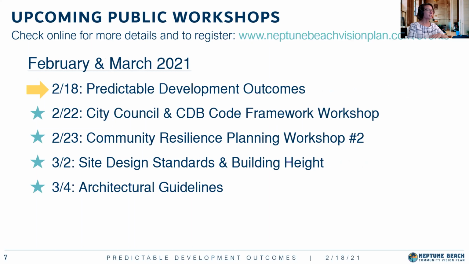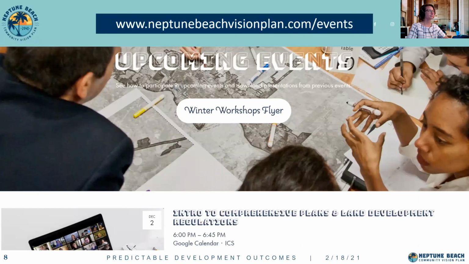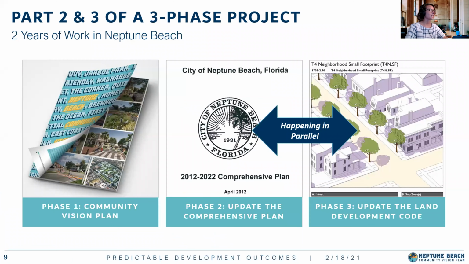There will be a secondary community resilience planning workshop also next week on Tuesday. And then the following week, there'll be a meeting about site design standards and building height, as well as architectural guidelines. You can learn all about the events and register on the project website, neptunebeachvisionplan.com/events.